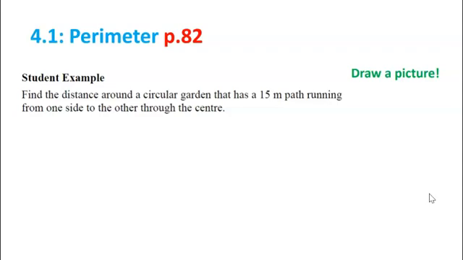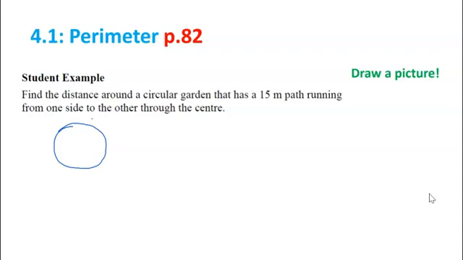When we see this student example on page 82, it's asking us to find the distance around a circular garden that has a 15-meter path running from one side to the other through the center. If we are going to be successful in this unit, my recommendation is to always draw. So when you draw, again, it solidifies your understanding and it slows you down. I can't draw a circle to save my life, but that's good enough.